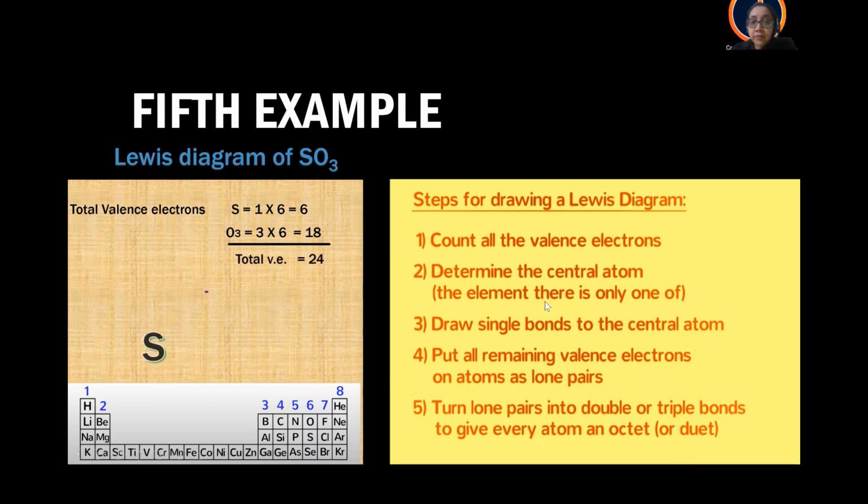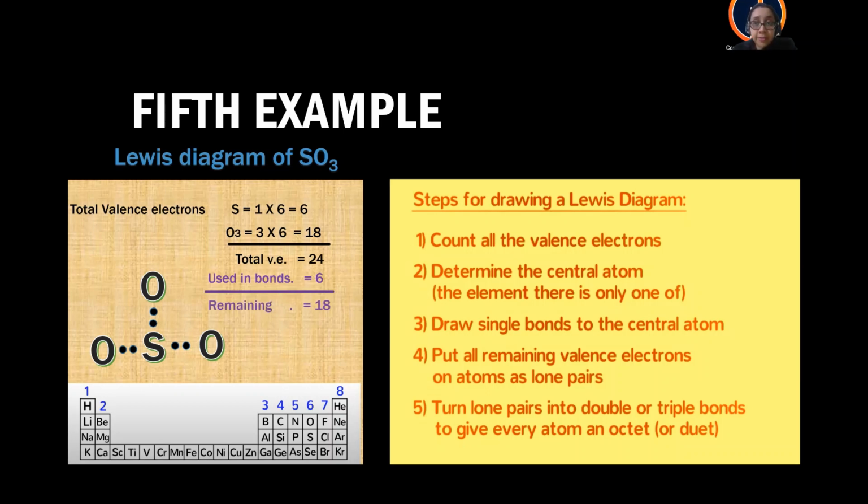And here the central atom will be sulfur. Why? Because sulfur is less in number. So we can write sulfur and the 3 oxygen like this. What is the third step? We have to draw a single bond. So instead of single bond, you can also write 2 dots or 2 electrons. Now, let's calculate the number of valence electrons. So, used in bonds is 6. So, total remaining electrons should be 18, right?